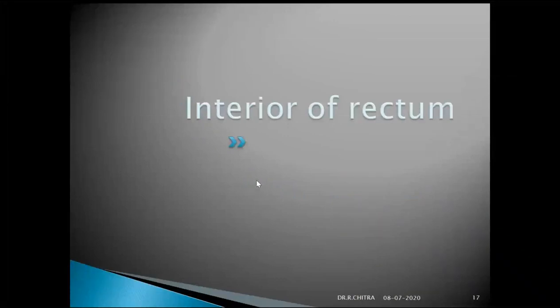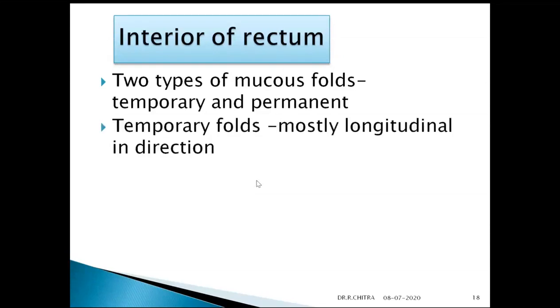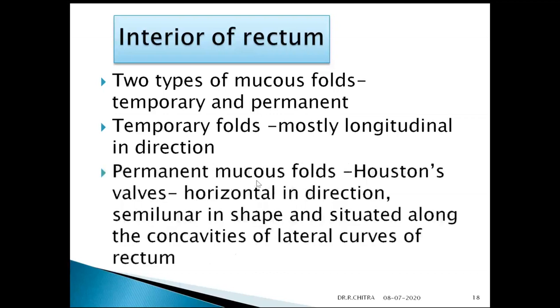Structure of the rectum, or interior of the rectum. There are two types of mucous folds in the rectum, temporary and permanent. Temporary folds are mostly longitudinal in direction. Permanent mucous folds are called Houston's valves. They are horizontal. They are semilunar in shape, situated along the concavities of the lateral curves, the three curvatures of the rectum we have seen. In the concavity of these curvatures, we have these semilunar valves, horizontal in direction, Houston's valves.